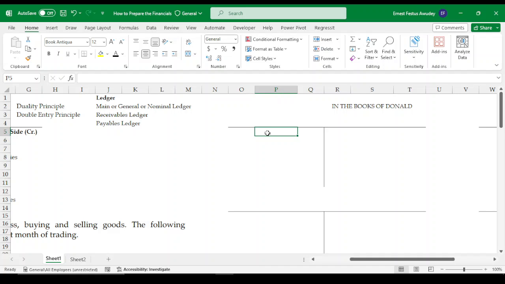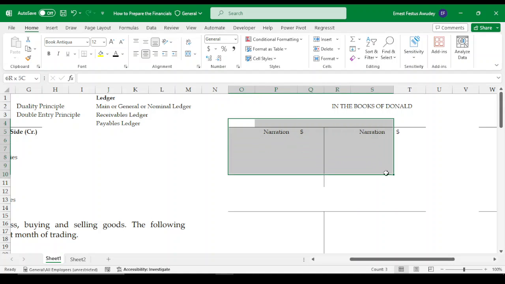So let's input our narrations. I'll have narration, and then I'm going to insert my dollar sign here. That is the amount column. All right, so I can copy this and do the same. I have my narration, and I insert my dollar sign here as well, so that I can now copy this.